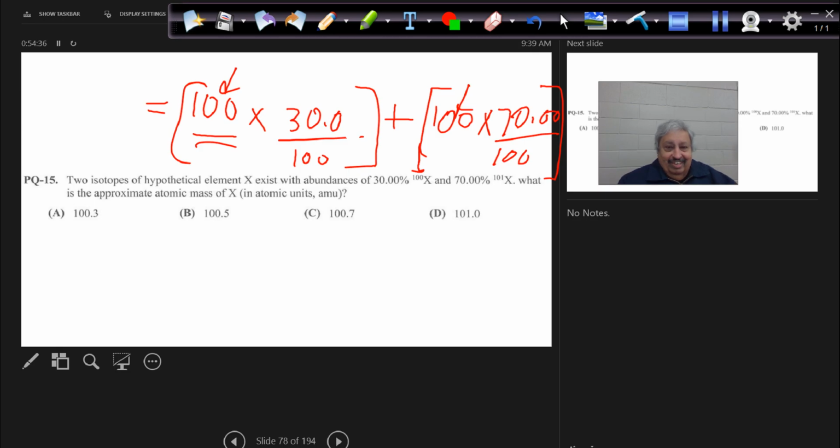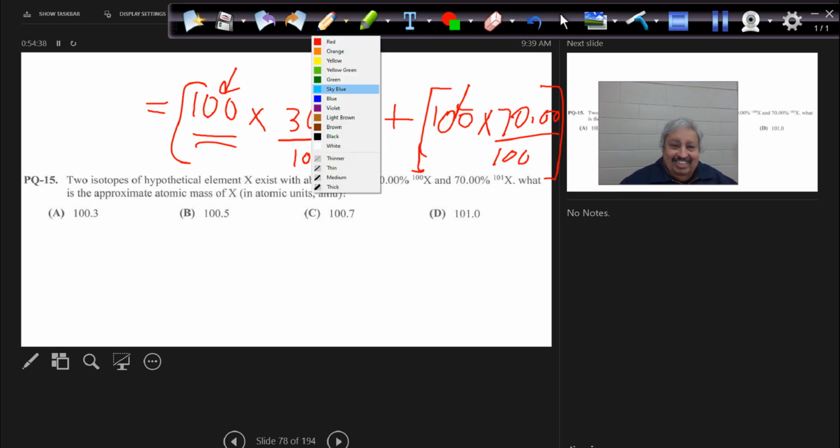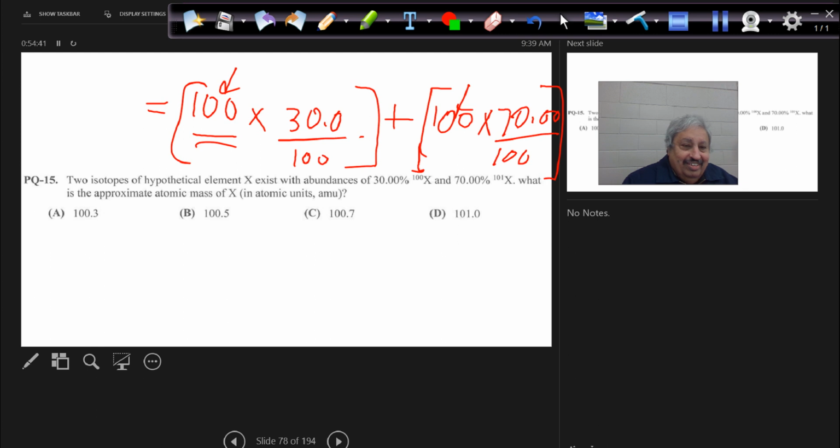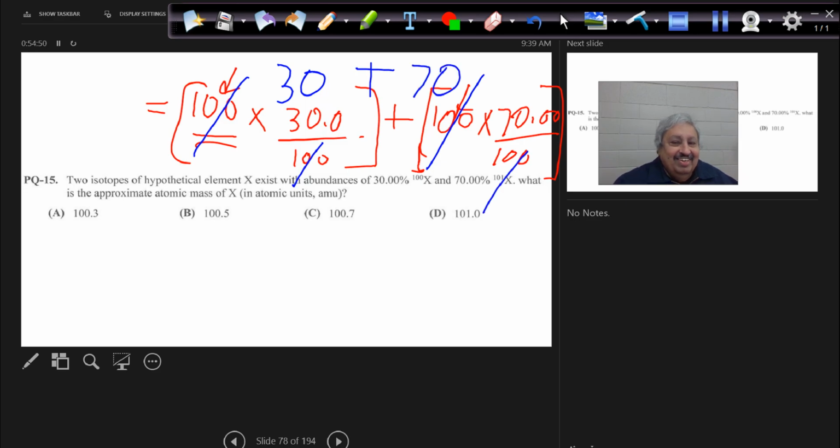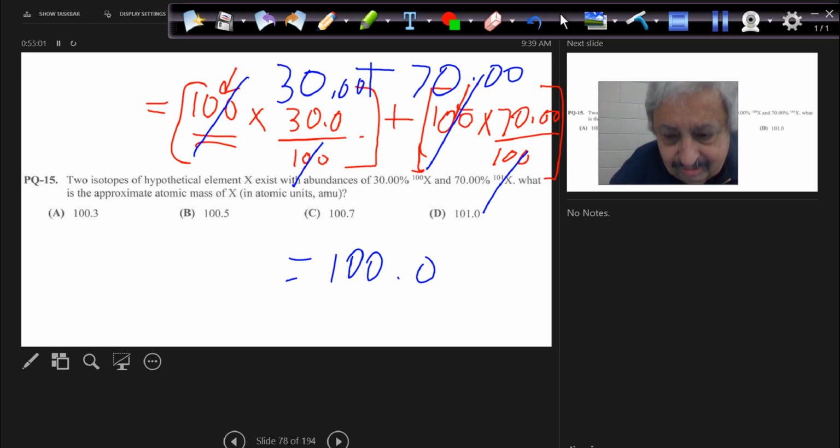Come on, guys, you are letting me down, really. So, guys, come on. 100 over 100 cancels out. How much is 30? My goodness. It's like 100 over 100 cancels out plus 70. And then with the decimal, of course. How much is it? 100 of 5? 100 of 7? 100 of 5?